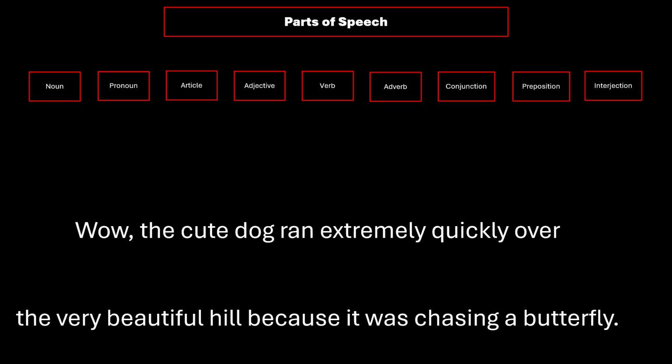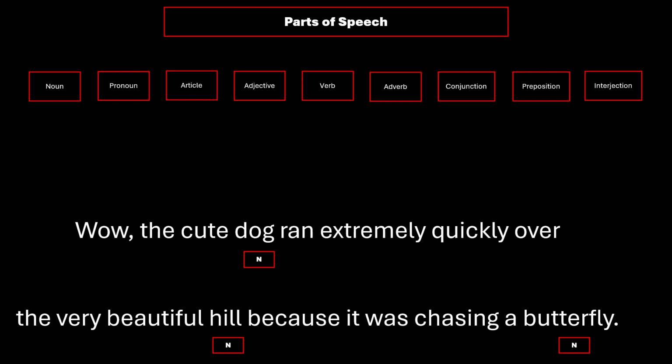Let's start with noun. It's the name of a place, person, thing, etc. We have nouns here. Yep, dog is the name of an animal. Hill would be a place, and butterfly is another animal.